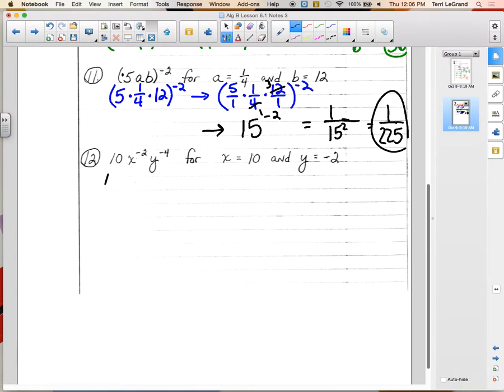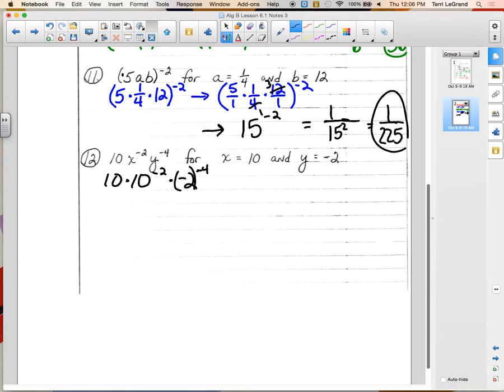So let's do this one. 10 is going to stay 10. And what are we putting in for x? 10. So 10 is being raised to the -2 power. And what are we putting in for y? -2. -2 to the -4 power. Tell me what I didn't do that I should have done. Rose? For where? Which one has to have parentheses? This one has to have. There's no option there.